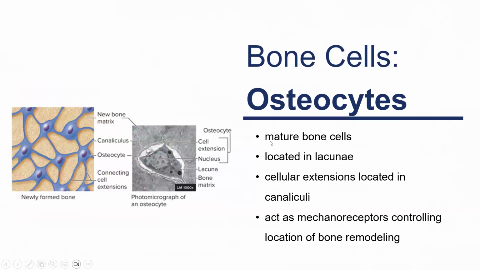Our osteocytes are those mature blasts, and we said they live in their pocket within the bone called a lacunae. These tiny connections between our osteocytes are called canaliculi. So think of them as little canals that are connecting our osteocytes.